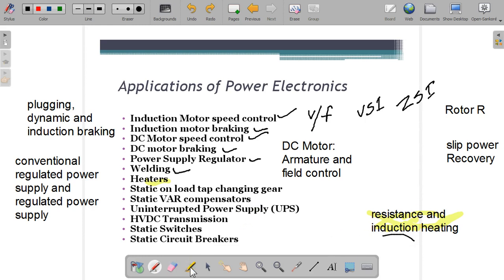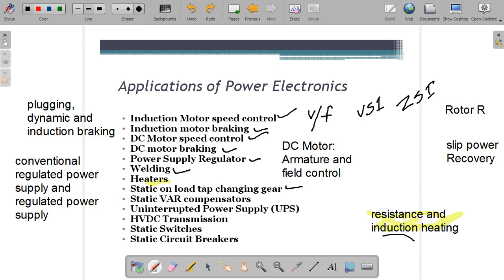Now move to the next application, which is static on-load tap changing gear. To reduce the voltage variation obtained from the load variation, a tap changing gear transformer is required. With the change in tap setting, the turn ratio of a transformer is changed to vary the voltage. It requires the making and the breaking of electrical contacts. This is usually done manually.